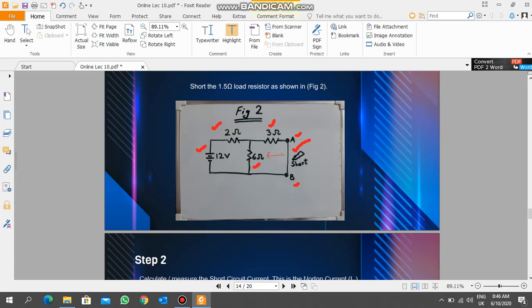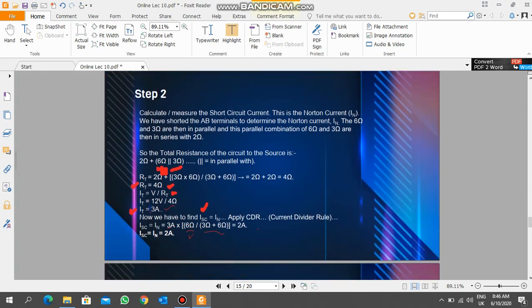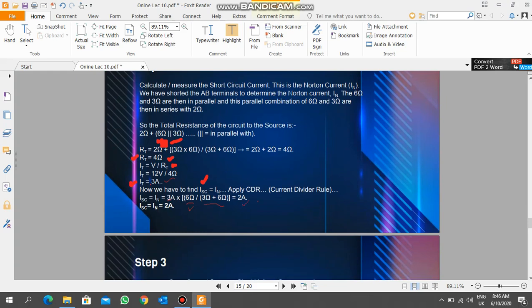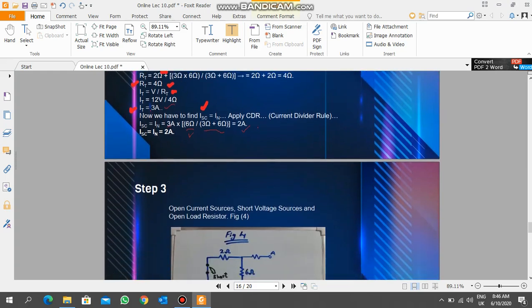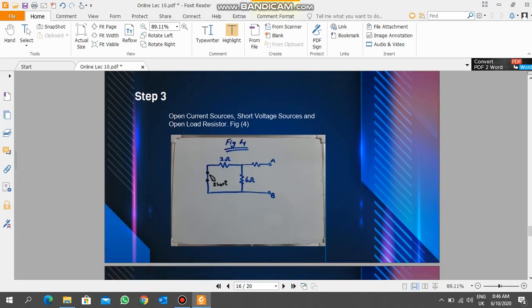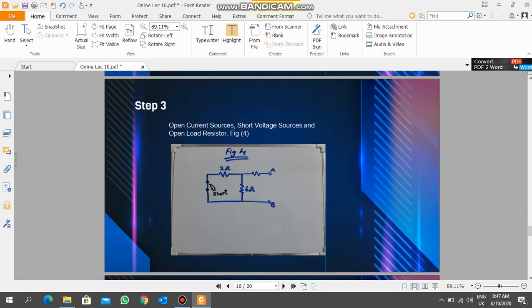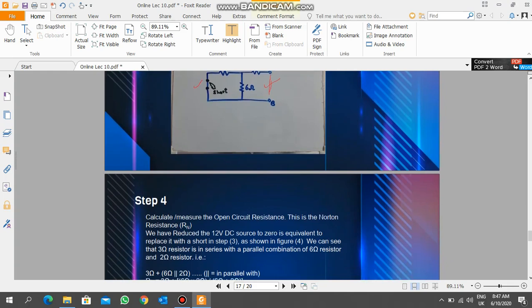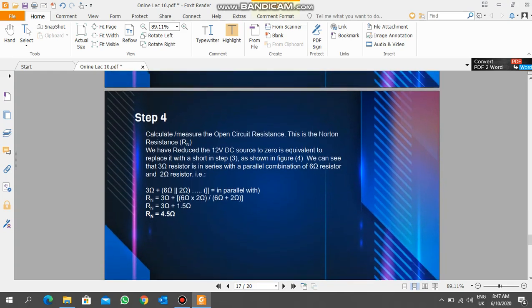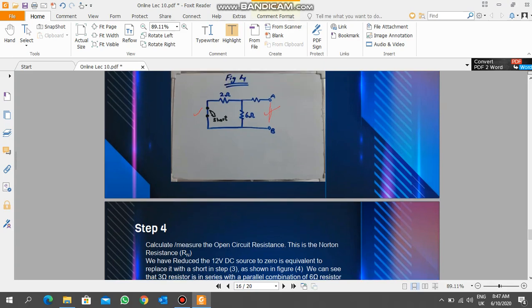How will we find the RT, total resistance? Now how many resistances are there? There are three resistances, 2 ohm, 6 ohm and 3 ohm. And we see that 3 ohm and 6 ohm are in parallel with each other, and their combined effect is in series with the 2 ohm resistance. So the formula is 2 ohm resistance plus the 6 and 3 ohm in parallel. So we will solve this: 2 plus (3 × 6)/(3 + 6), and the total resistance is 4 ohm.